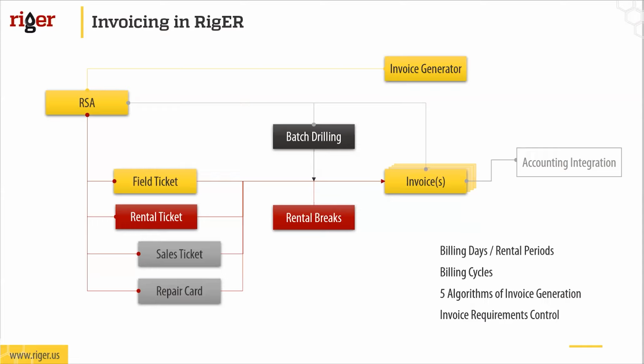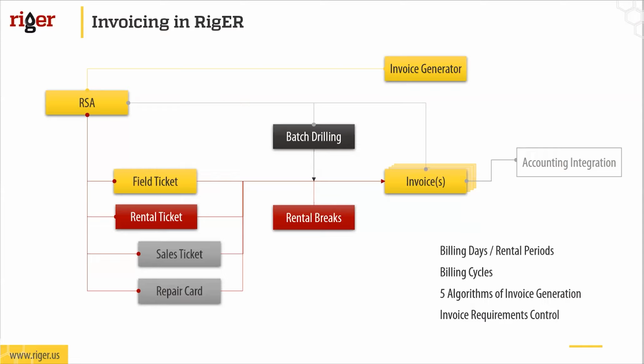It can also include field tickets for service provision. We can include rental tickets to deploy and return equipment alongside service provision and consumables. It can also include sales tickets, repairs, and maintenance information. Again, batch drilling based on a predefined schedule for drilling different wells and allocating equipment to those wells. We can include rental breaks and so on and so forth. And it all, at the end of the day, is going to flow into either one or several invoices, depending on how you generate those.